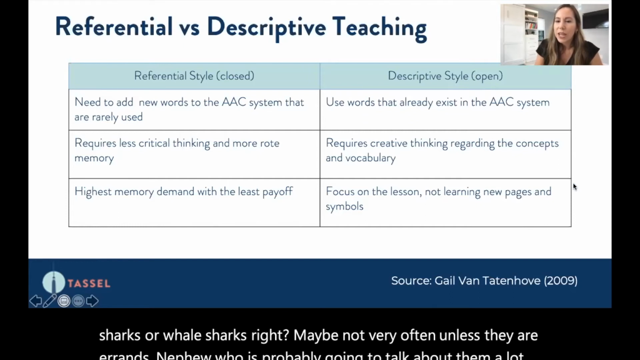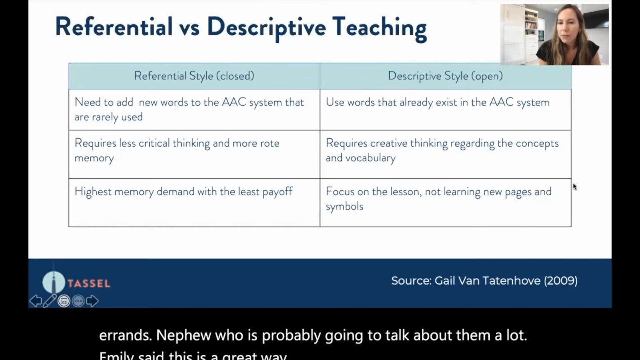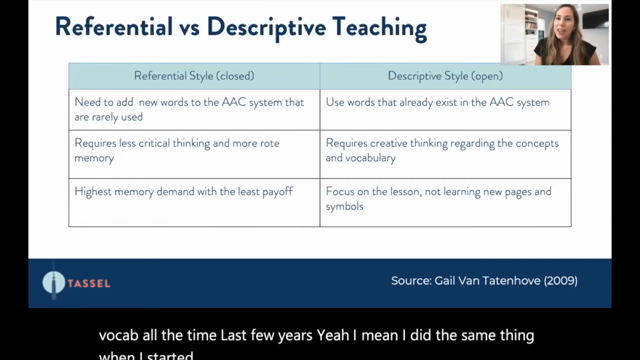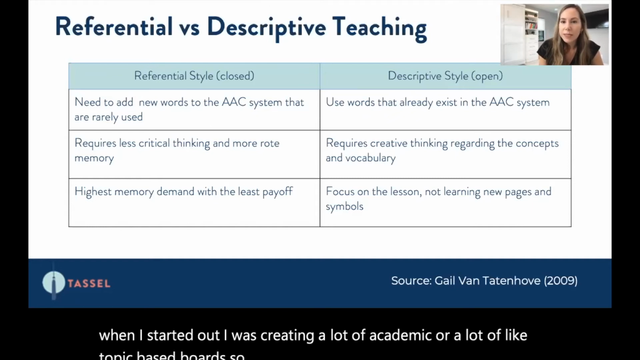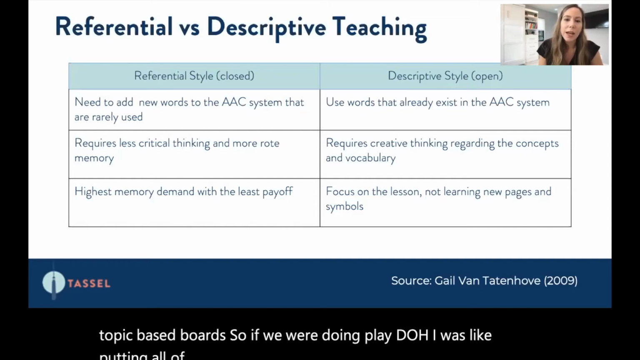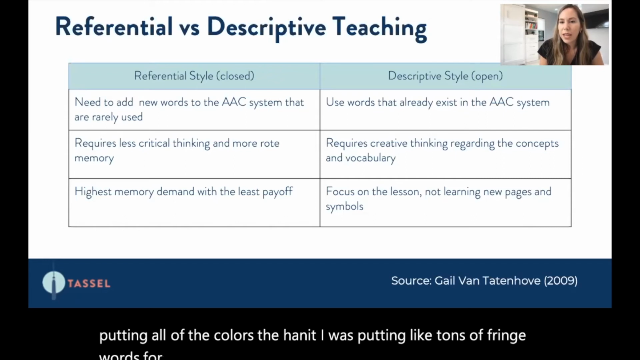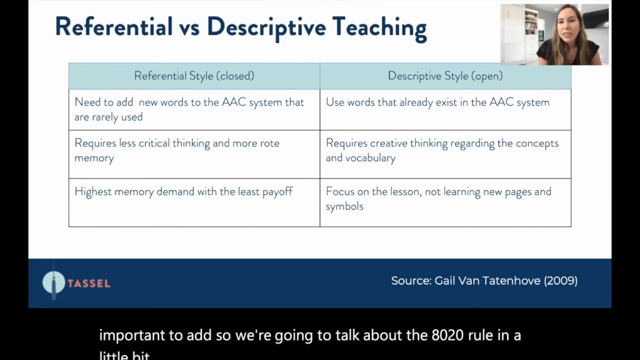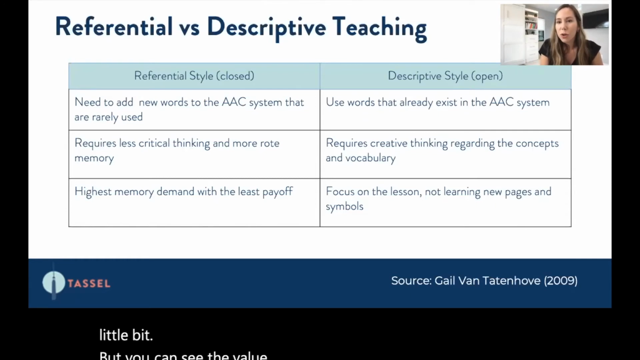Emily said this is a great way to prompt. She was adding fringe vocab all the time the last few years. Yeah, I did the same thing when I started out. I was creating a lot of academic or topic-based boards. So if we were doing Play-Doh, I was putting all of the colors on it. I was putting tons of fringe words for any activity that I was doing. And those are important to add. We're going to talk about the 80-20 rule in a little bit. But you can see the value of having access to more core vocabulary.